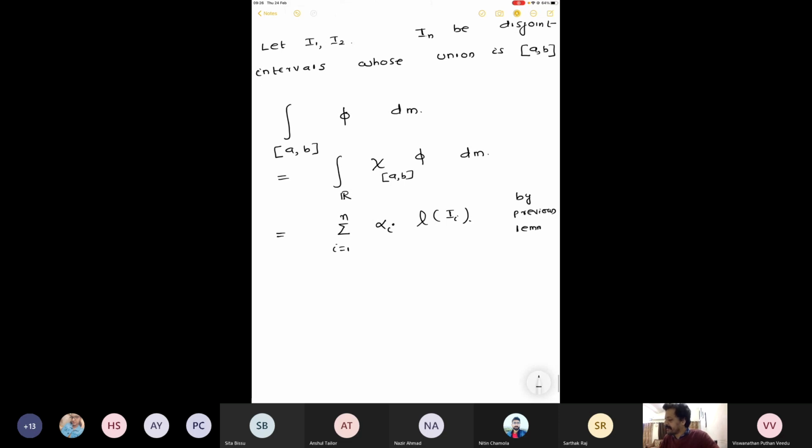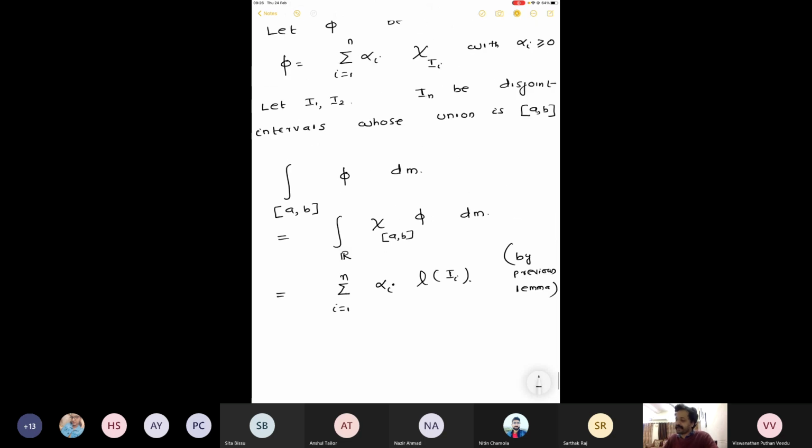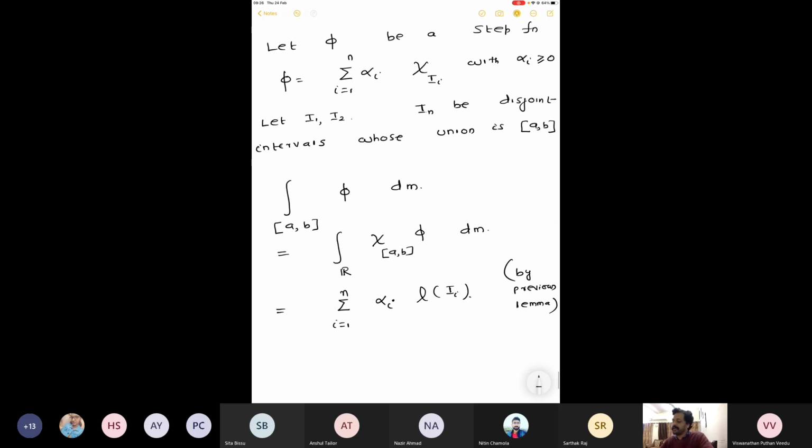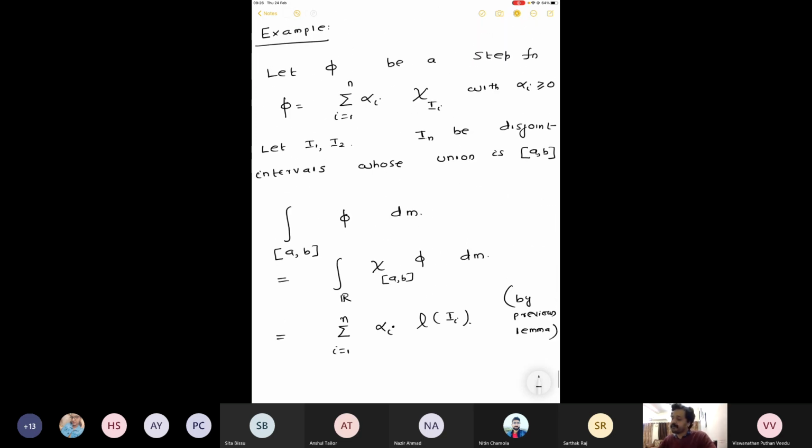So two things I have used here. One is the fact that if I want integration over a subset, it doesn't matter; I can change it into integration over R. Secondly, I am not bothered whether the given simple function is canonical or not. I can use the lemma to get the value. And what is this?